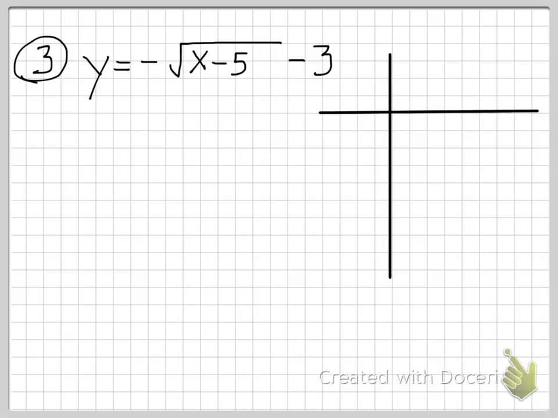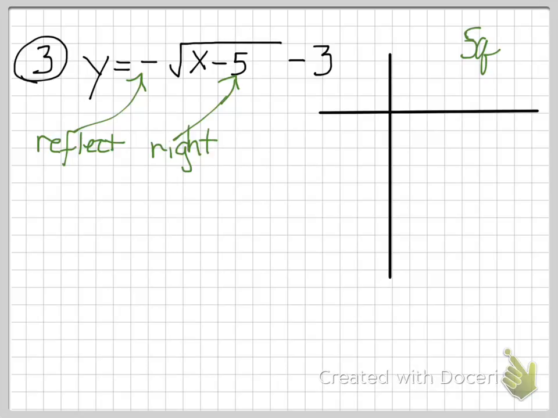Number 3, what kind of function is it? This is a square root. So we know it's going to go up and to the right. Well, let's look at the transformations. The negative out front tells me it's reflected. The 5 inside tells me it's moving to the right. And the 3 at the end is moving down. So I go right 5 and down 3. That would be my starting point.